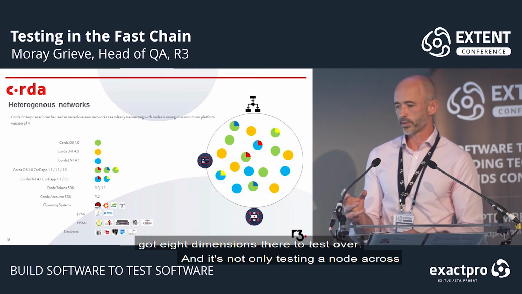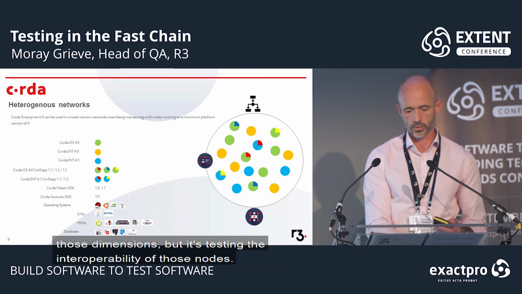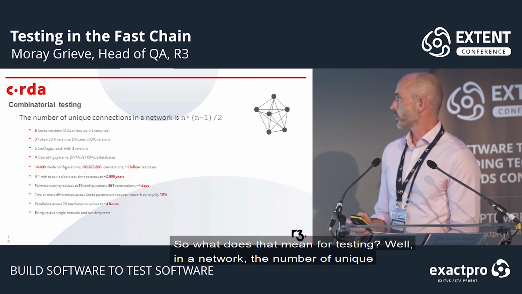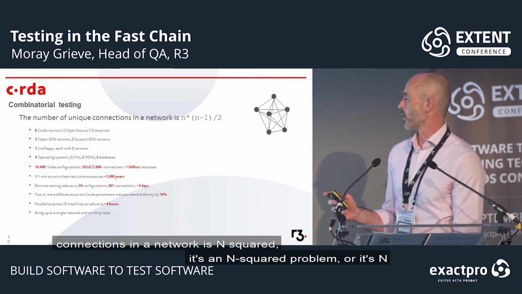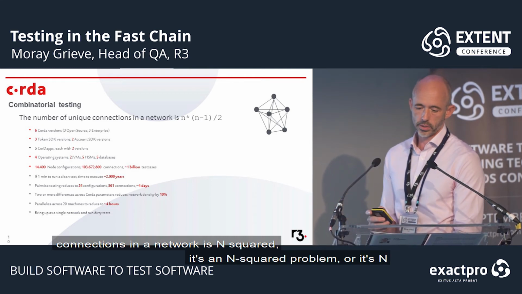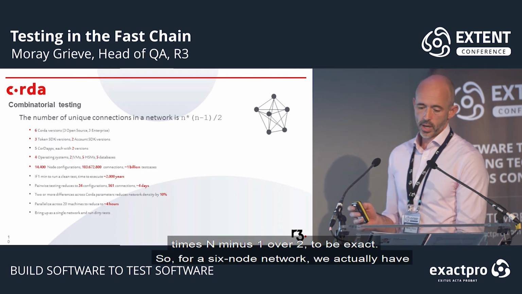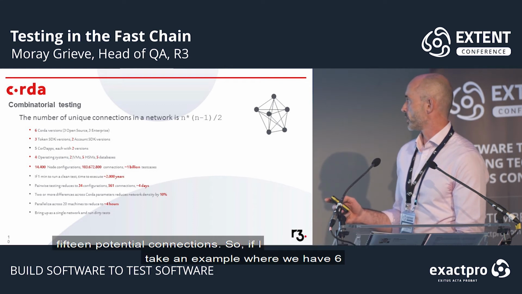And it's not only testing a node across those dimensions, but it's testing the interoperability of those nodes. So what does that mean for testing? Well, in a network, the number of unique connections in a network is n squared. It's an n squared problem, or it's n times n minus 1 over 2 to be exact. So for a 6-node network, we actually have 15 potential connections.